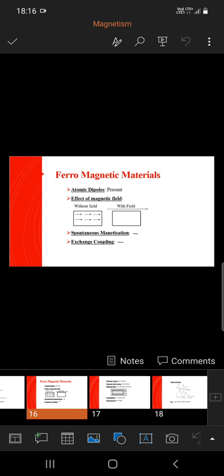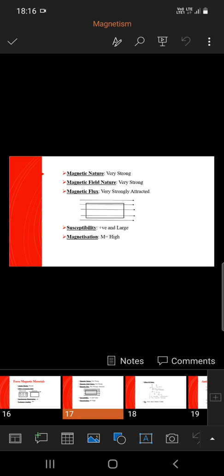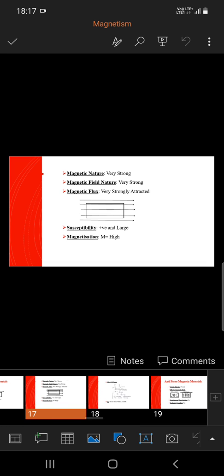Ferromagnetic materials: atomic dipoles are present, and the effect of magnetic field, without field and with field. Spontaneous magnetism and exchange coupling, yes. Magnetic nature, very strong. Magnetic field nature is very strong. Magnetic flux, very strong, attracted. Susceptibility is positive and large. Magnetism is high.